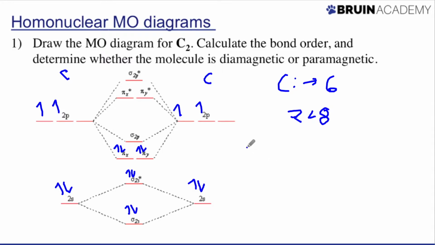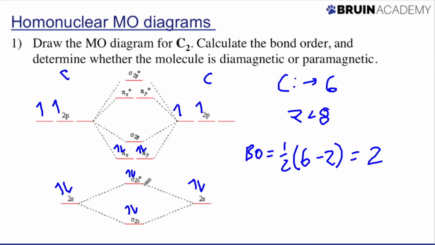To calculate the bond order, I simply take 1/2 of the electrons in bonding orbitals, which in this case is 2, 4, 6. And then I subtract by the electrons in the anti-bonding orbitals, which are the ones that are asterisked. So that's 2, and that gets me 1/2 of 4, which is 2. So really what that tells me is that the carbons are connected by a double bond.